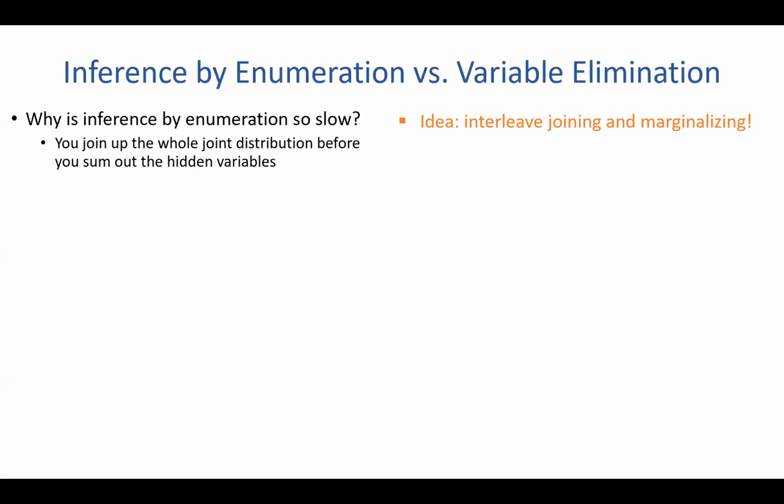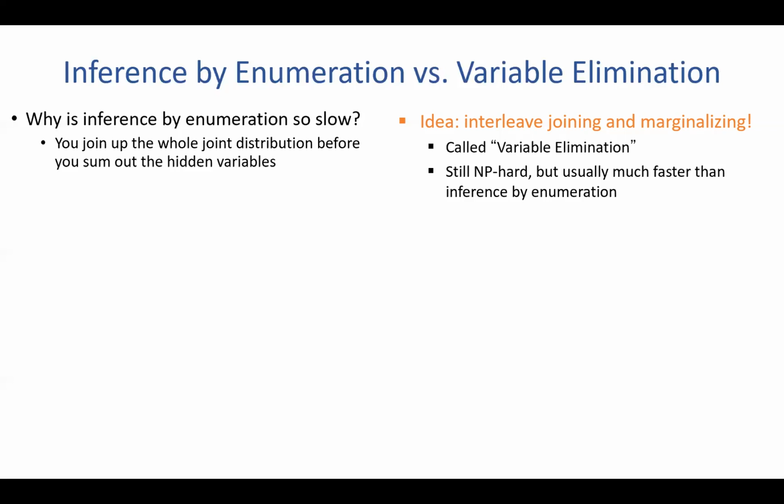So in inference by enumeration, we join all of them together first, and then one by one sum the hidden variables out. If we interleave these join and eliminate operations in a slightly different way, as compared to inference by enumeration, we can get a much faster computation. Okay, and we will see how we can do that. And that's called the variable elimination algorithm. Okay, so it is still NP hard, but usually it is much faster.